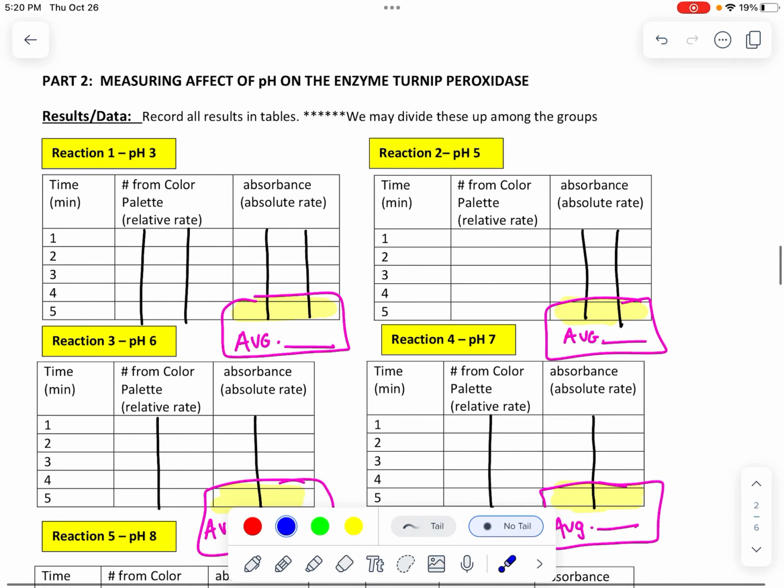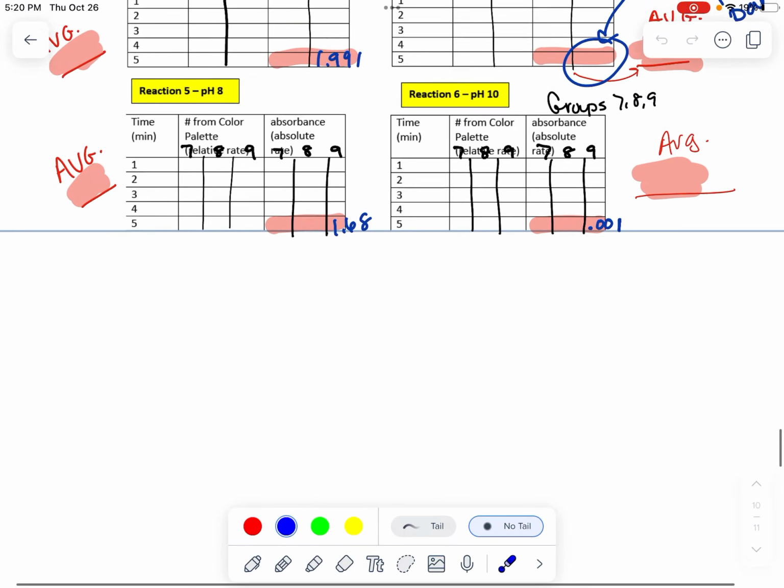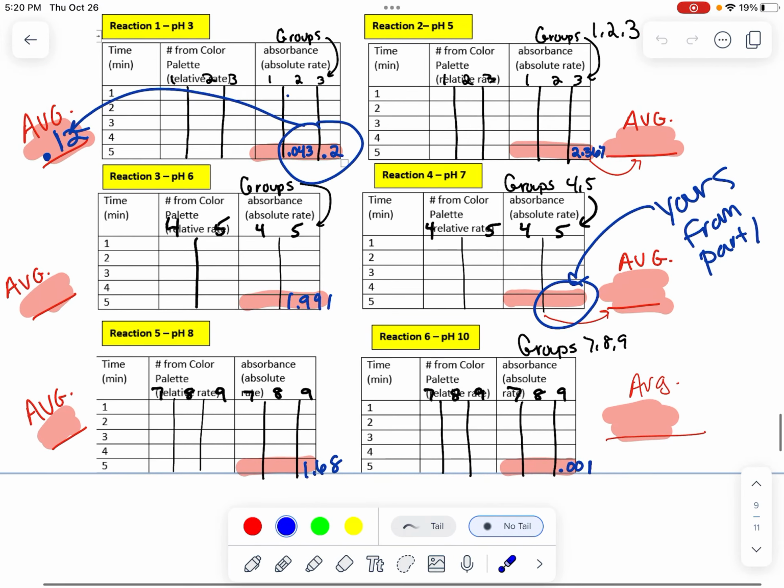Part 2, this part, let me switch over to, this was the group data. I don't think it's going to show perfectly.